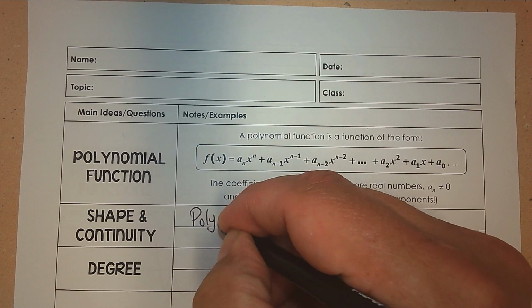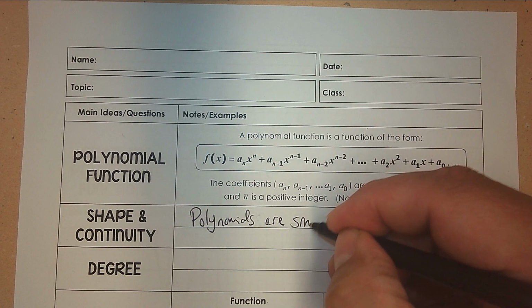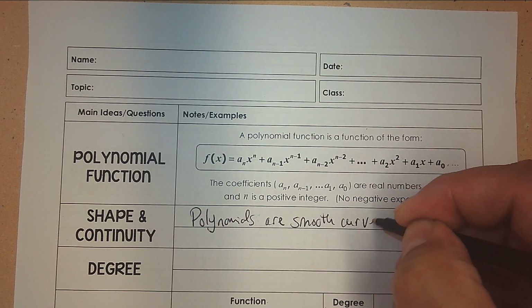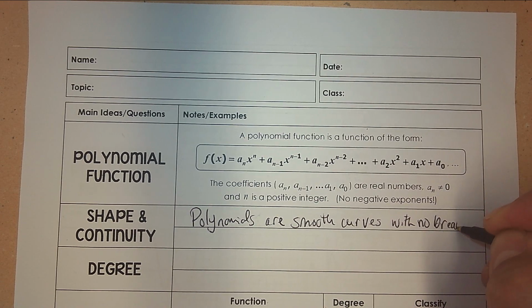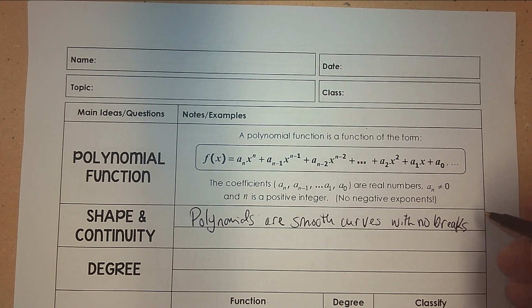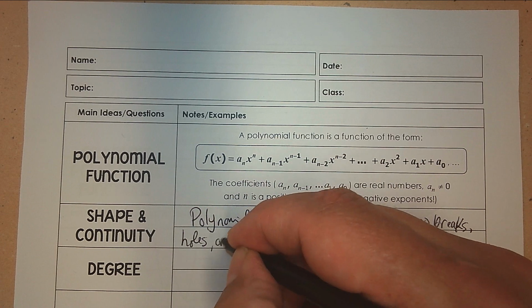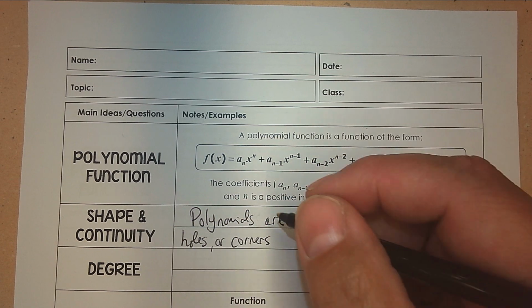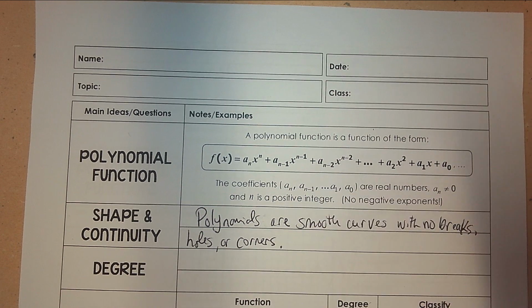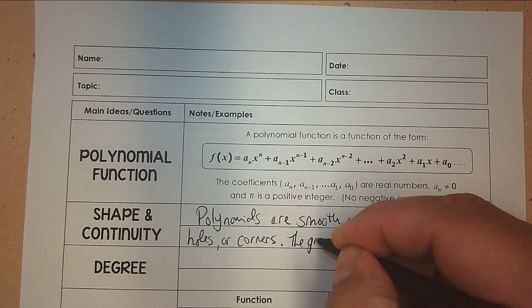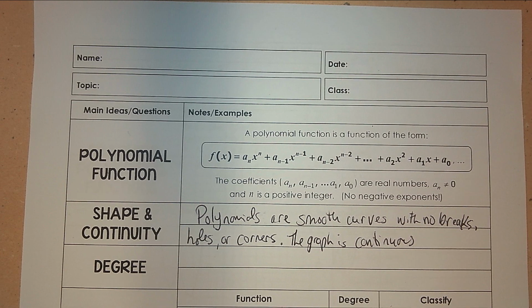So polynomials are smooth curves with no breaks, holes, or corners. The graph is continuous, so that it goes forever left to right.